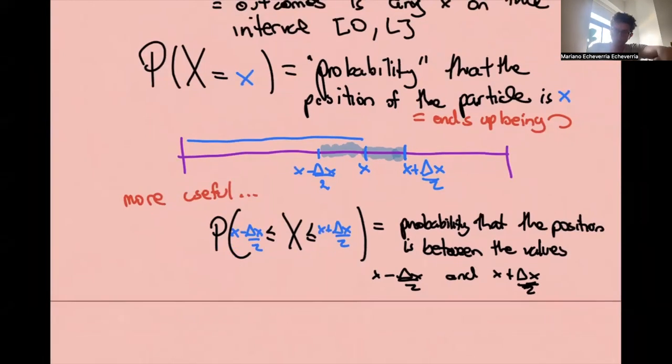So that is a more reasonable question, because it's asking, what's the chance that the position lies within a certain margin of error? You are no longer asking for the exact position or the exact value, but the position up to a certain margin of error.